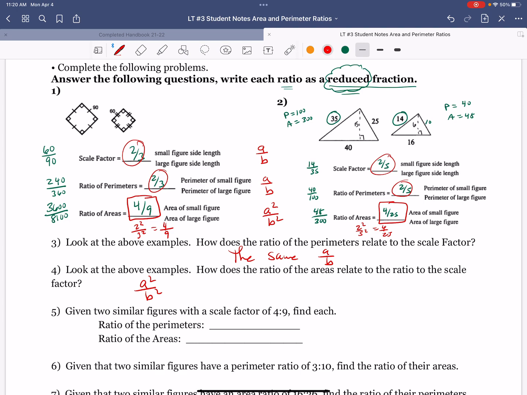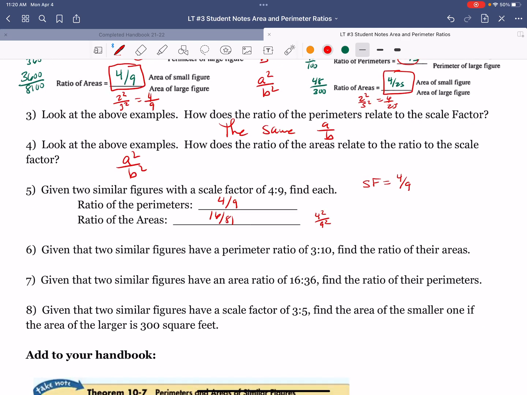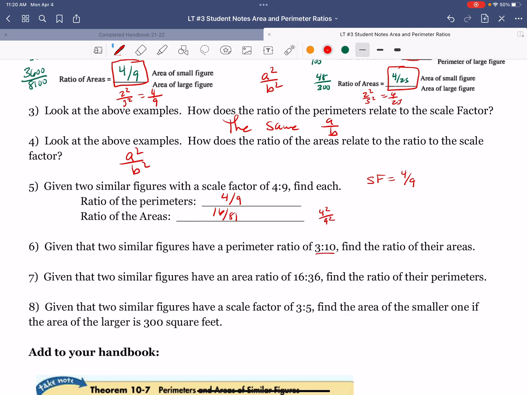Given two similar figures with the scale factor of 4 to 9, what's the ratio of the perimeters? Well, what we know is that it will be the exact same as the scale factor. The ratio of the areas will be 4 squared over 9 squared, which is going to give you 16 over 81. Given that two similar figures have a perimeter ratio of 3 to 10, what's the ratio of the areas? Well, we've got to take 3 squared and 10 squared, and that's going to give us 9 over 100.